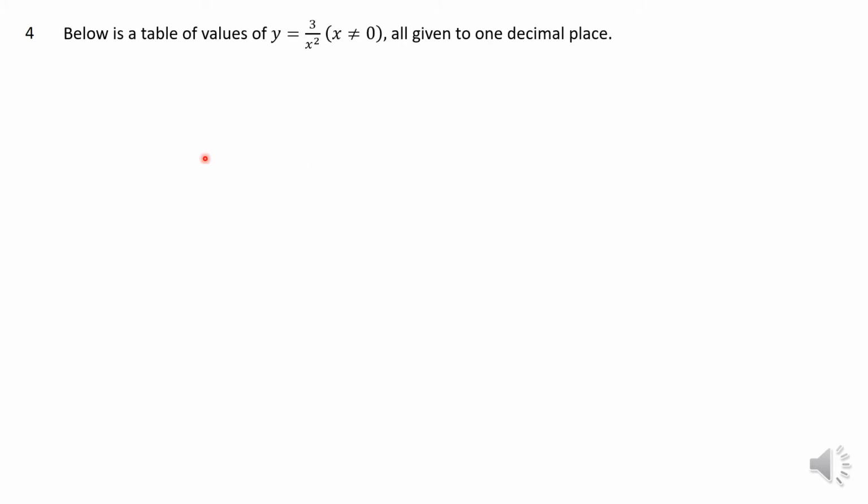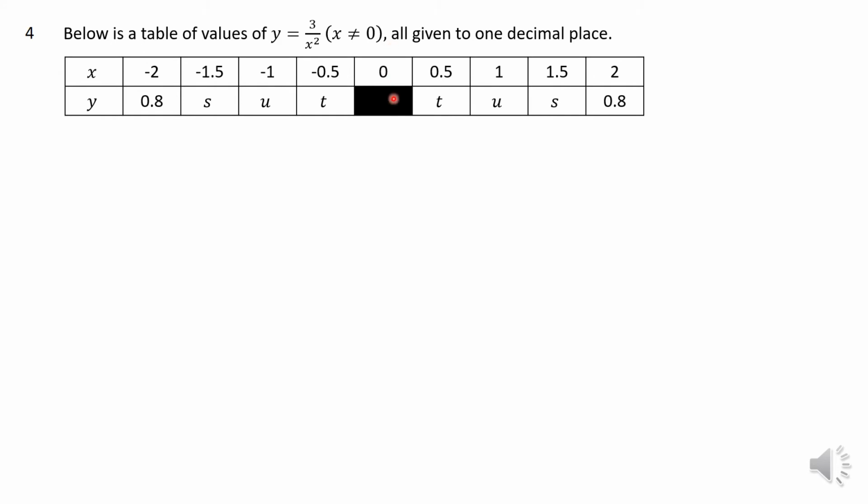Question 4, below is a table of values. This is a broken graph. The function is 3 over x squared. All right, x cannot equal 0. That's why you have the dark spot there. You can't get a value when x is equal to 0, because division by 0 is not possible. So this graph will be discontinuous. There will be a part of the graph, then it breaks, and then the other part will be a reflection.